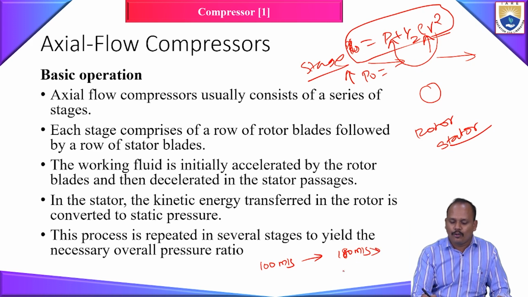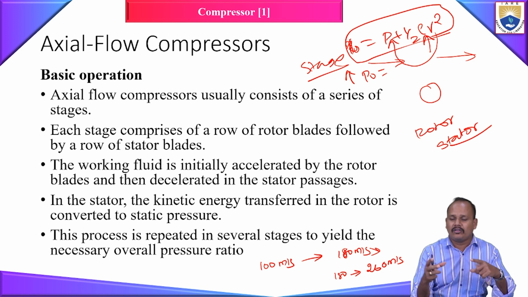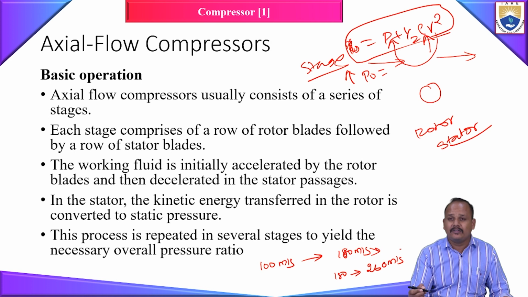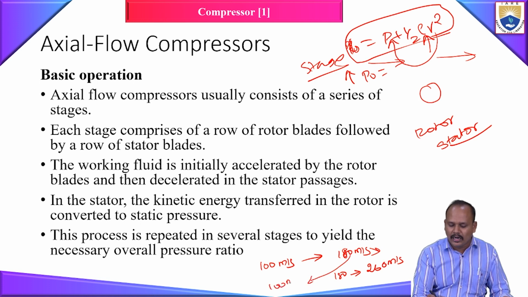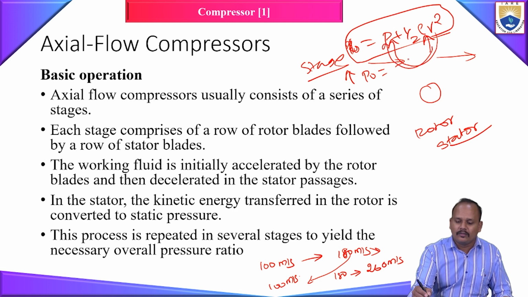This 180 meters per second flow will enter the next stage, but it will not become 260 meters per second, because both rotors are connected to the same shaft, meaning they rotate at the same RPM. Your flow increasing from 100 to 180 is okay, but you won't be able to increase it from 180 to 260. So if I want to add pressure to my flow, what I have to do is reduce this 180 once again to 100 meters per second. That's what we do across your stator. Whatever velocity is increased across your rotor will be decreased again before it reaches the next stage.